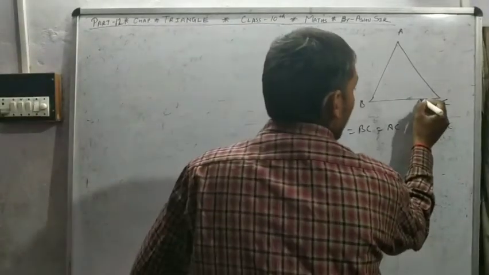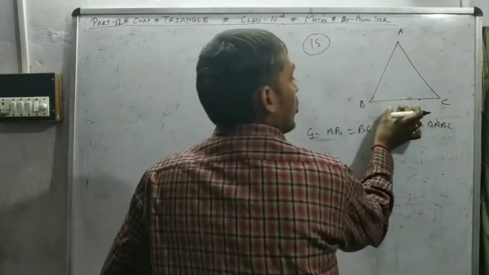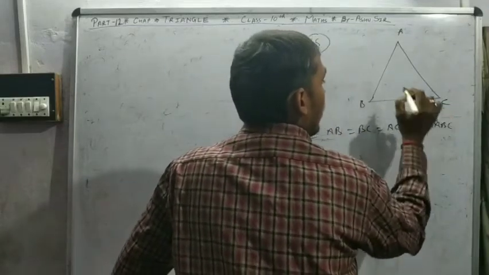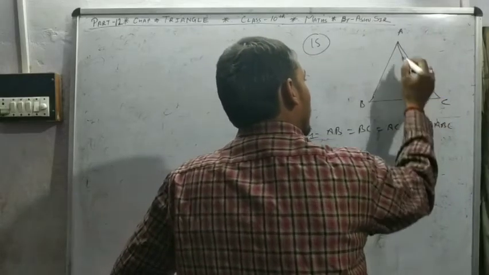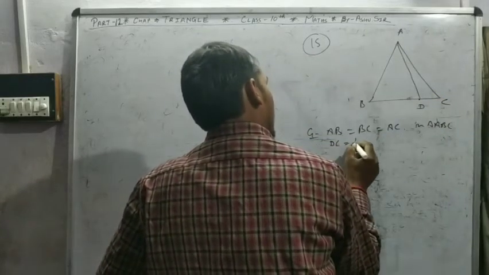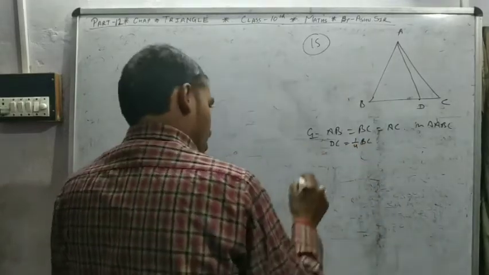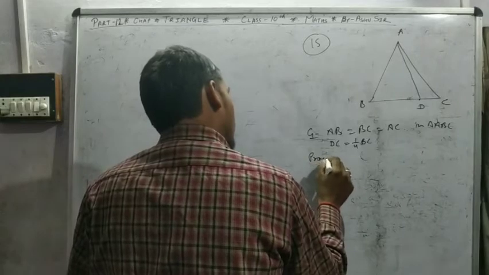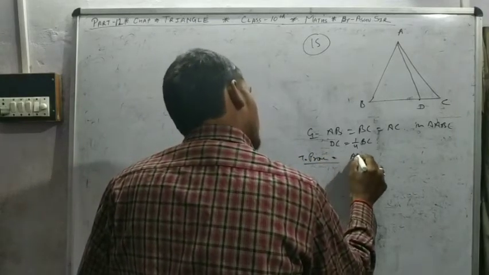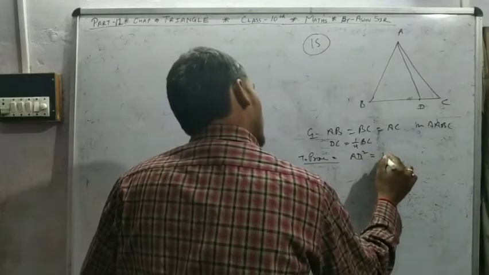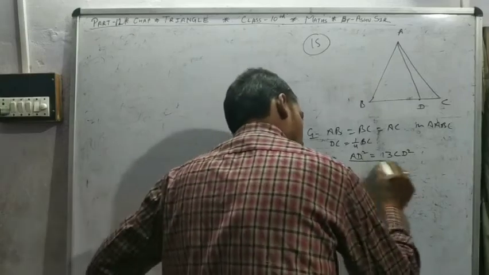Suppose that there are 1, 2, 3, 4 parts. DC is 1/4 of BC. This part is given. And the question wants us to prove that AD square is equal to 13 CD square.